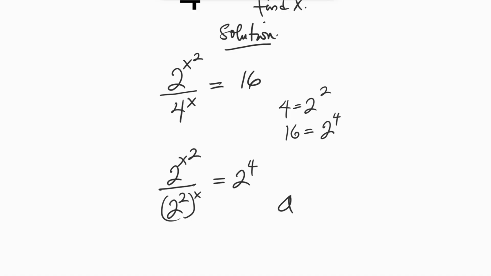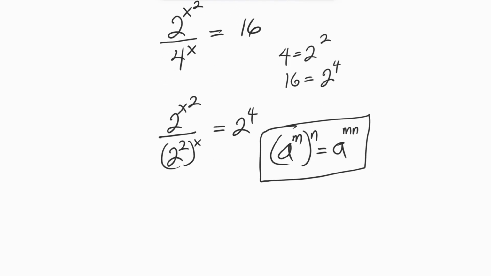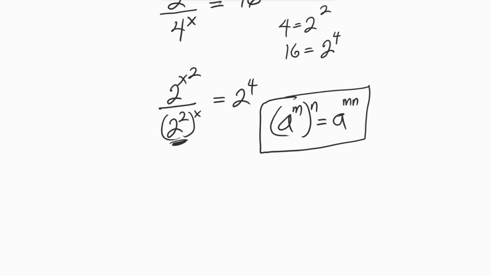We know that a raised to the power m, all raised to the power n, is equal to a raised to the power mn. Okay, and we're going to be using this formula for what we have at the denominator. So now the denominator becomes 2 raised to the power x squared divided by 2 raised to the power 2x equals 2 raised to the power 4.